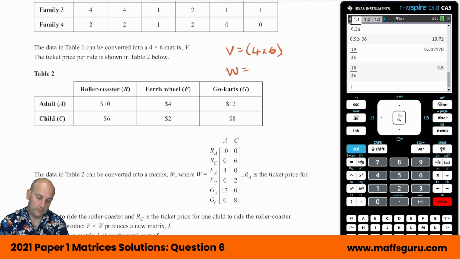The data in table 2 can be converted into a matrix where that one is there. Let's try that one again. Awesome. So what is that?